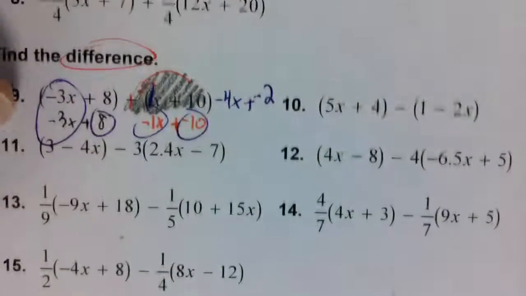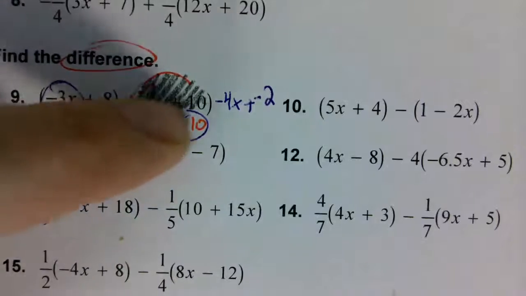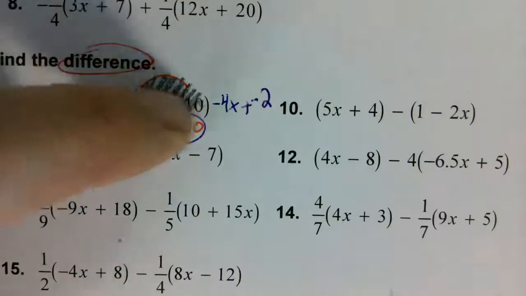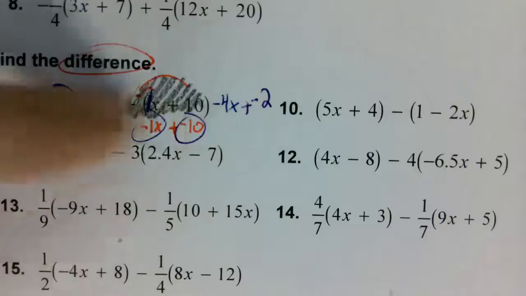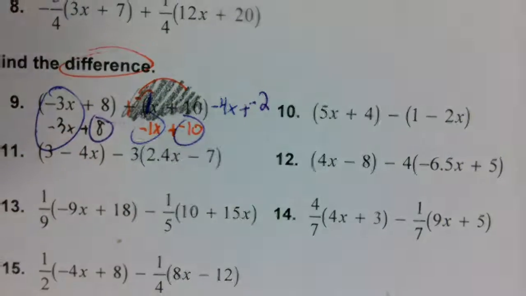And then you still need to show me the work. This is the work. I need to see you distributing. I want to see the circles as you add up your like terms. Last one, and then I'm done. Showing me number 14.